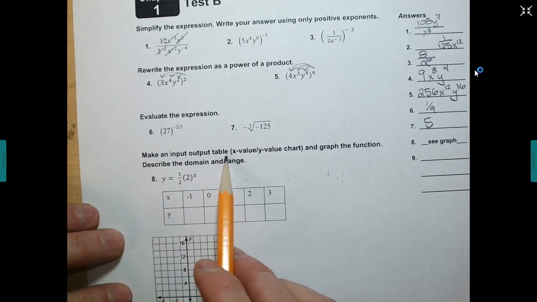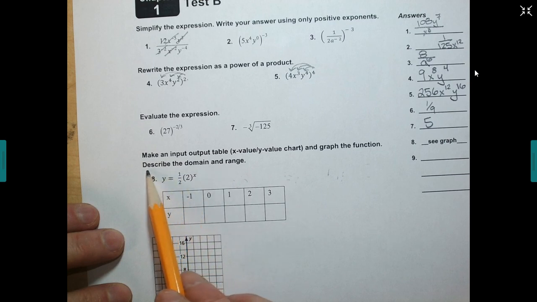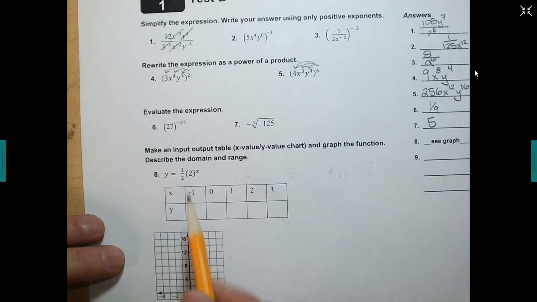Make an input-output table and graph the function. Describe the domain and the range.